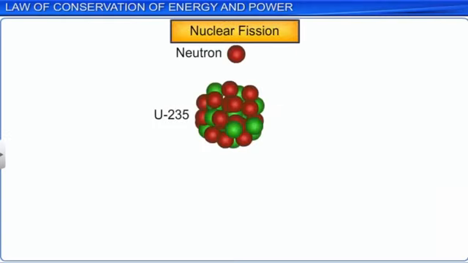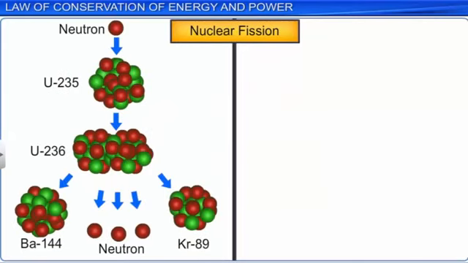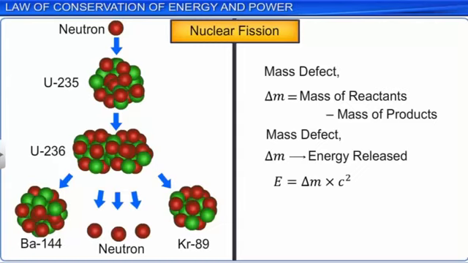In nuclear fission, a heavy nucleus like uranium-235 absorbs a slow neutron and hence splits into lighter nuclei. The final mass of products is observed to be less than the total mass of the reactants, and this difference in mass is known as mass defect, denoted by delta M. The mass defect delta M is converted into energy in accordance with E equal to delta M into C square.